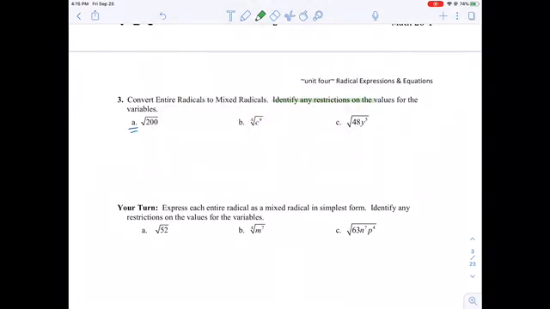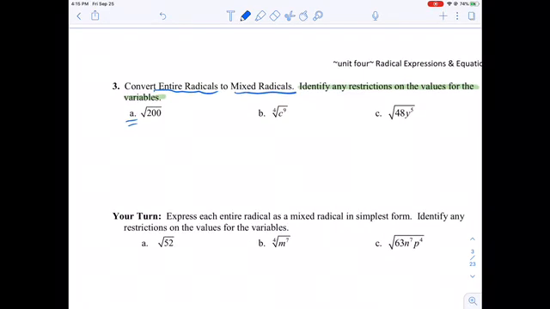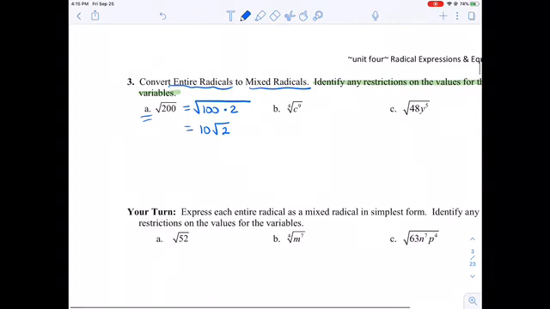Okay, I want to read this carefully. Identify any restrictions on the values for the variables. So if I look at the first one, the 200, I want to convert that from an entire to a mixed radical. So some of you, if you want, here's the shortcut version. Largest perfect square factor of 200 is 100 times 2. So the square root of 100 is 10 root 2.